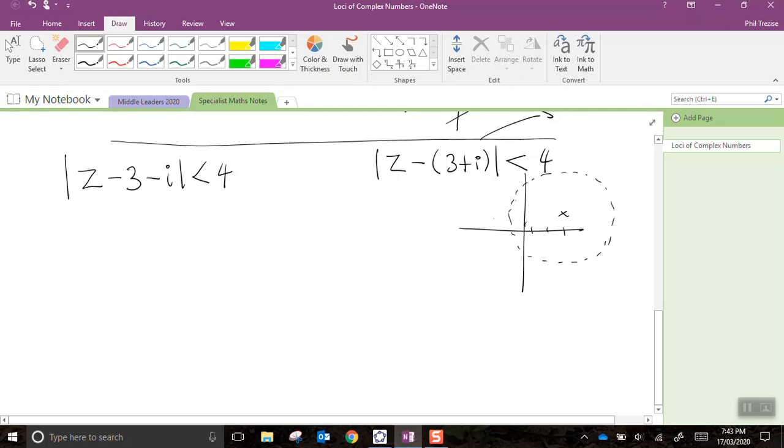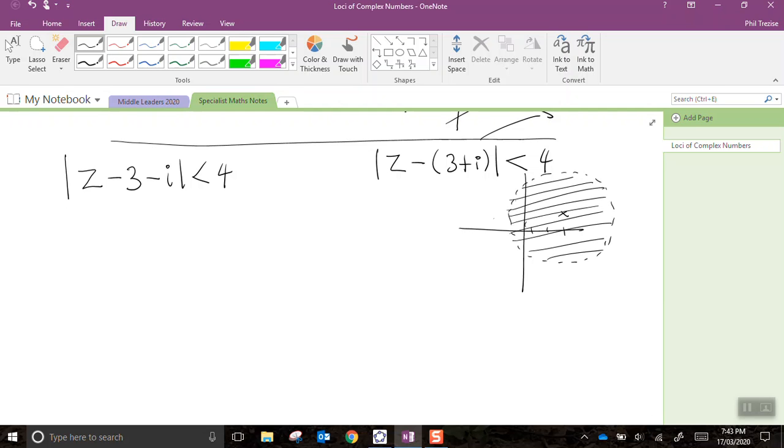Once again, dashed line because the inequality does not include equals, and we're interested in points where the distance between our point and this spot is less than 4. In other words, we're interested in places which are inside this circle. A fairly simple geometrical argument.